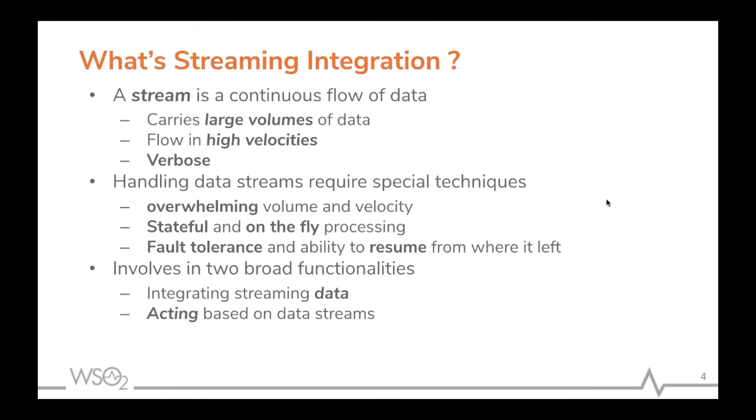The reason for these special techniques is the overwhelming volume and velocity, and also it might require stateful on the fly processing. Stateful means you might need to remember what happened in the past. You might need to keep that state in memory and process on the fly without interacting with IO, in order to reduce latency. These systems also have to be fault tolerant. They should be able to withstand these large volumes and velocities, and should not apply back pressure on the publishers. In case of an inevitable failure, they should be able to resume from where they left off so that you don't lose any data.